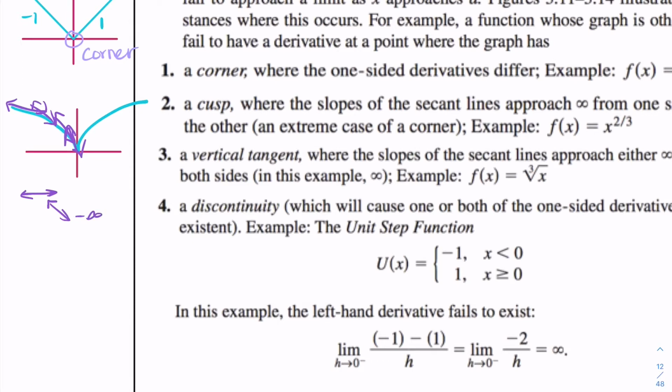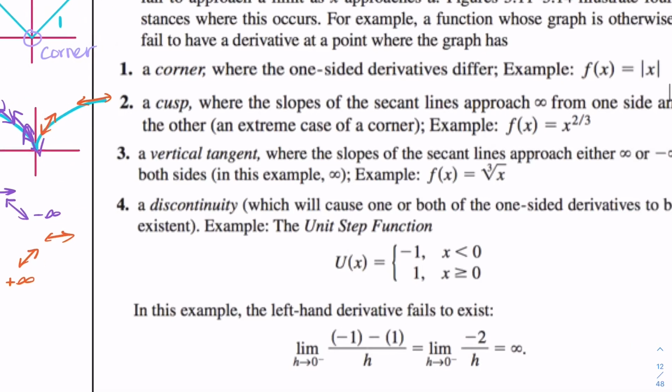Where from this side, we have the opposite, which appears to be positive infinity. And that is what we would call a cusp. So you have to think about this line sliding this way and becoming more and more negative, while this line slides this way and becomes more and more positive. And that is what a cusp does.